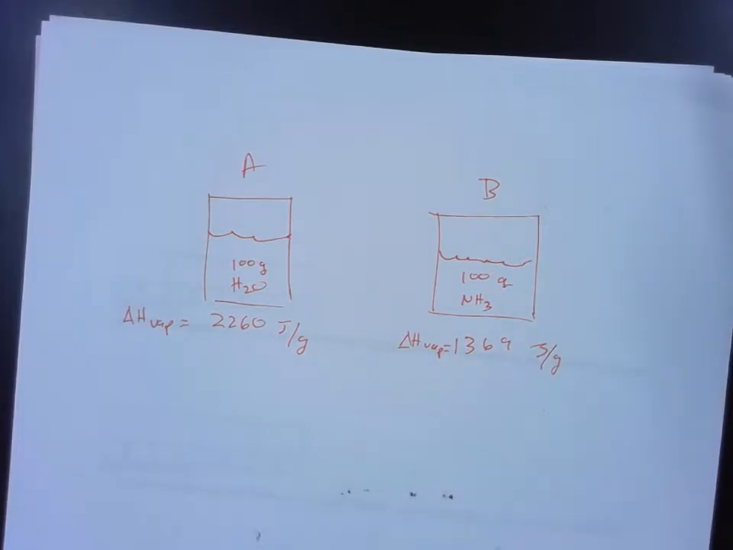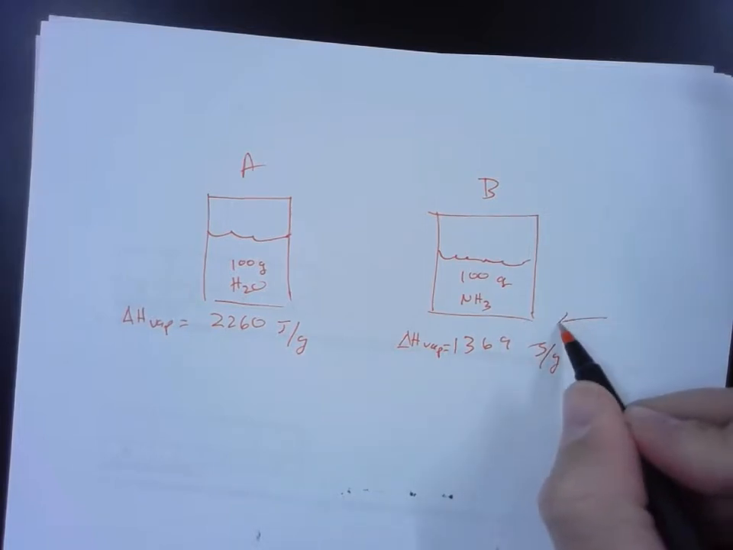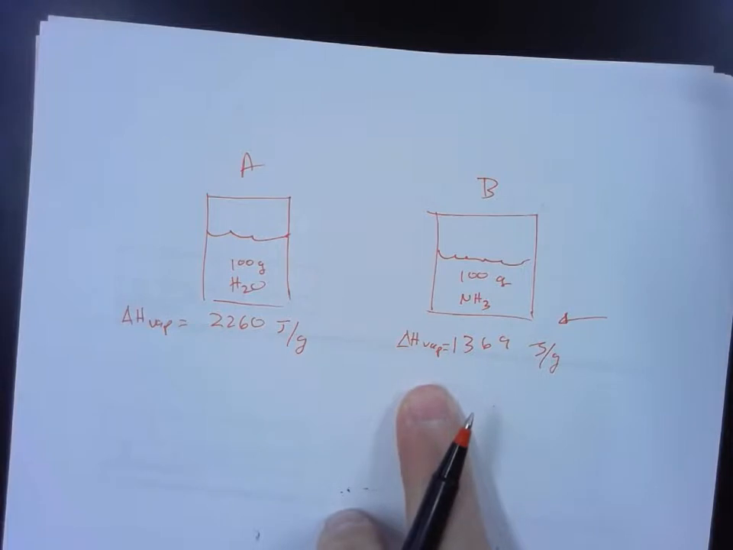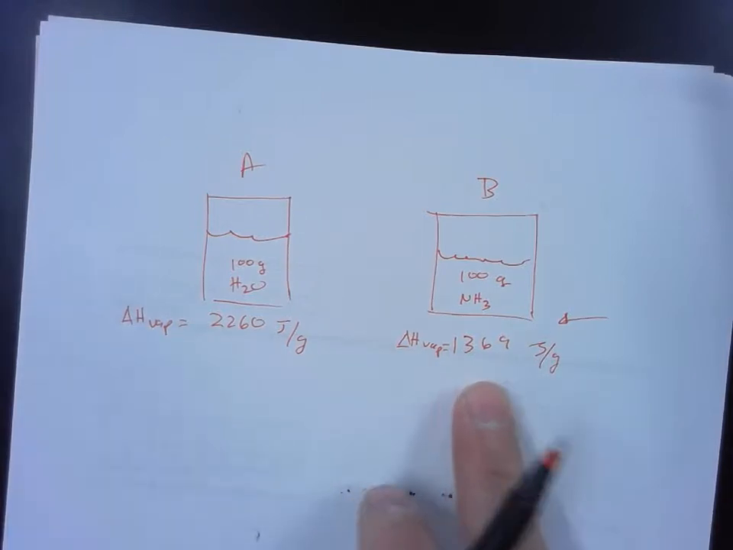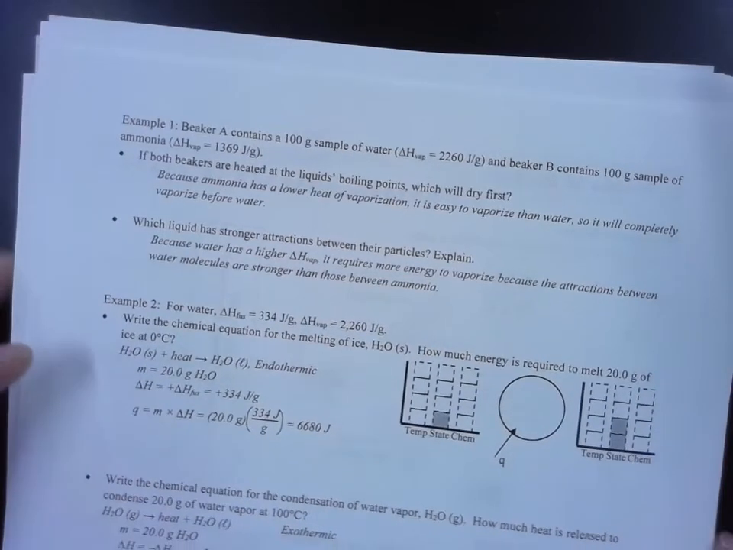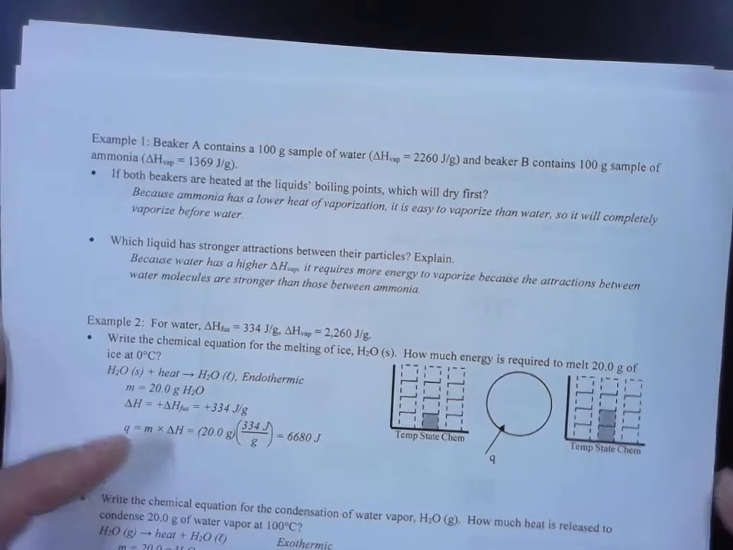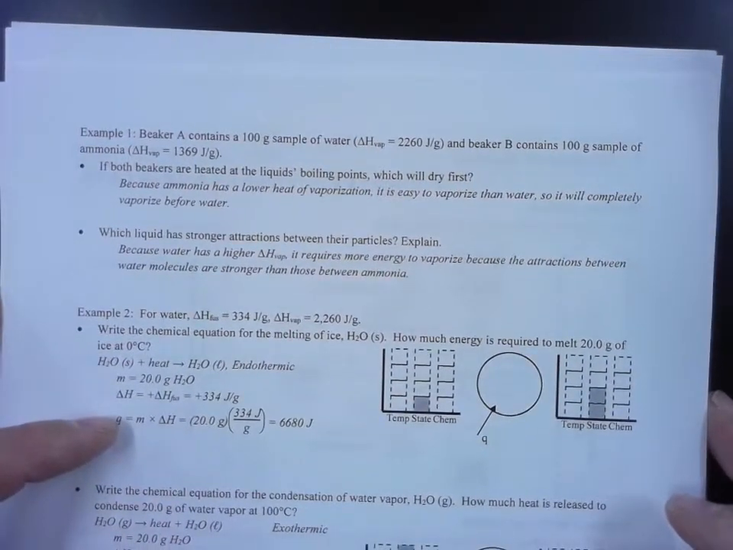Okay? That's how you have to look at this. So which one's going to boil completely first? It's going to be this guy right there. Why? Because the delta H of vaporization tells us less heat is required to vaporize all of this off. Okay? So I'll go ahead and pause this, and you can write something. You can either copy this completely, or I'll post it online right now.